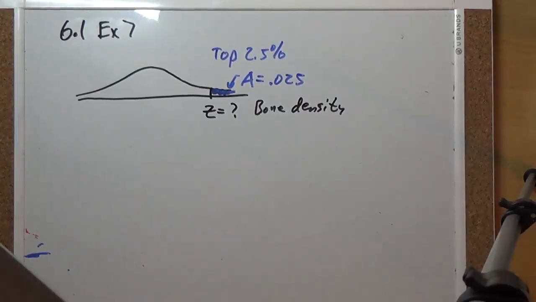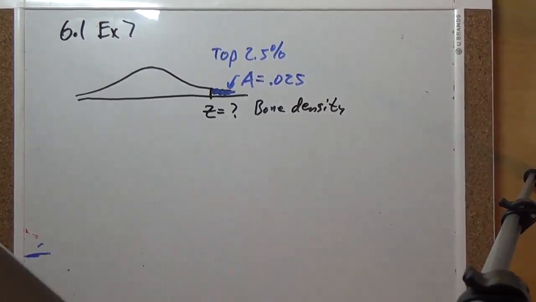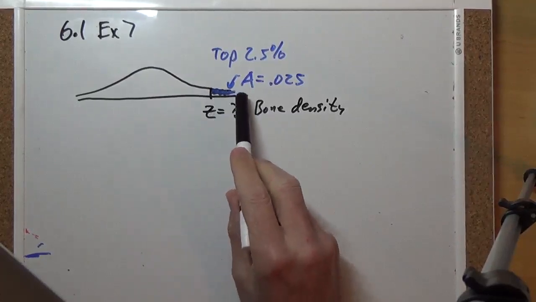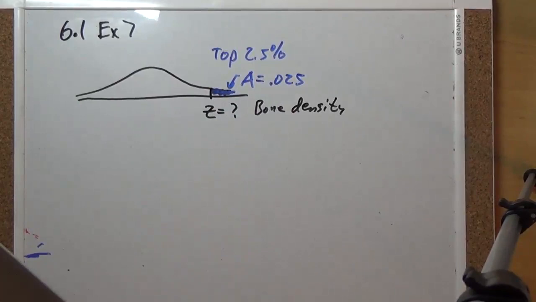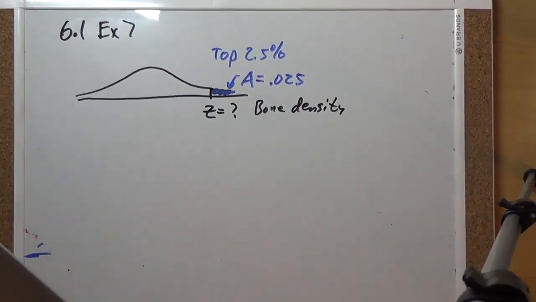Okay, I want to finish up section 6.1. This is example 7, where we're looking for the cutoff for the top 2.5% of this bone density problem. So really, this section relates bone density directly to z-score. So our problem is: find the z given that the area to the right of z is 0.025. We haven't done one of these before. We've been working with knowing the z and then finding the area to the left in the table.